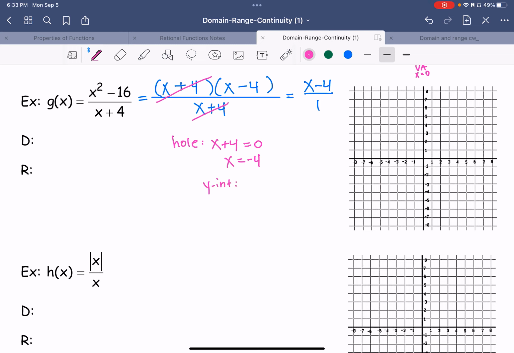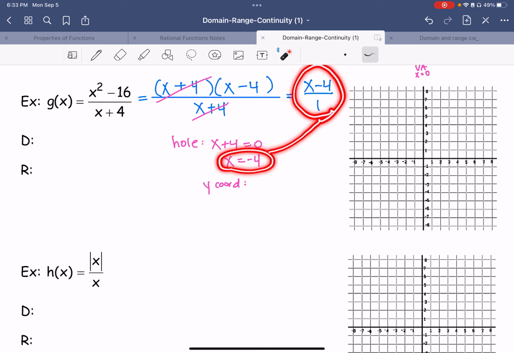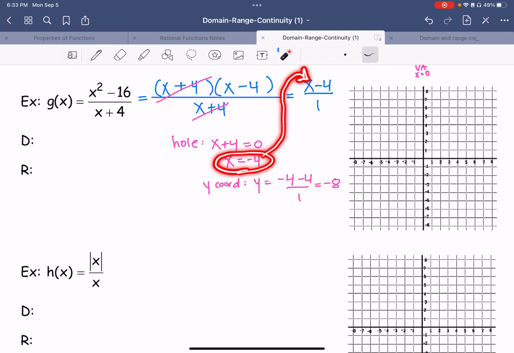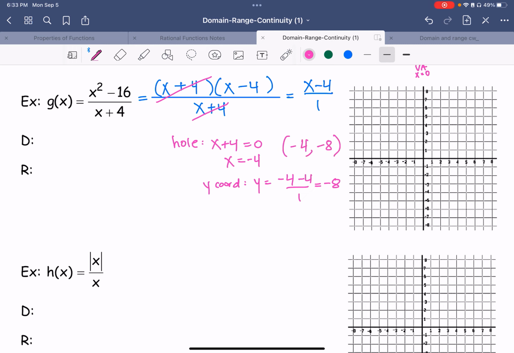to find the y-intercept, not the y-intercept, sorry, the y-coordinate of the hole, all you have to do is plug this x into the simplified function. So y would be equal to negative 4 minus 4 over 1, which is negative 8. So again, this x value goes into this x value. So that's where I got negative 4 minus 4 over 1. So the hole will be at negative 4, negative 8. So I'll put an open circle at negative 4, negative 8, because that is where the hole is going to be.